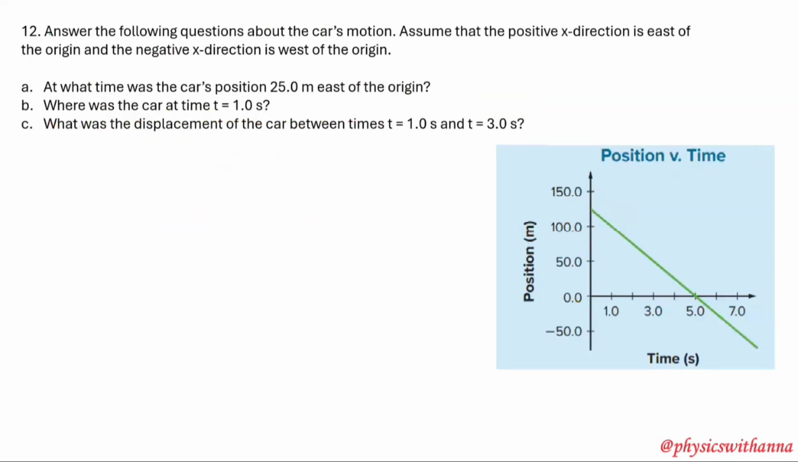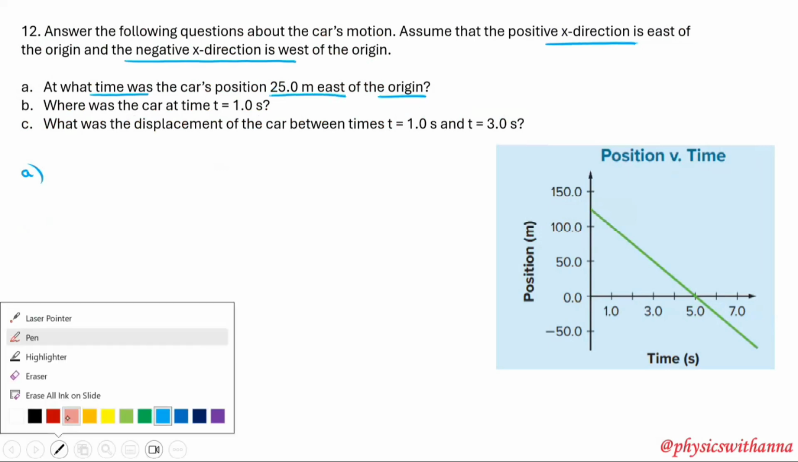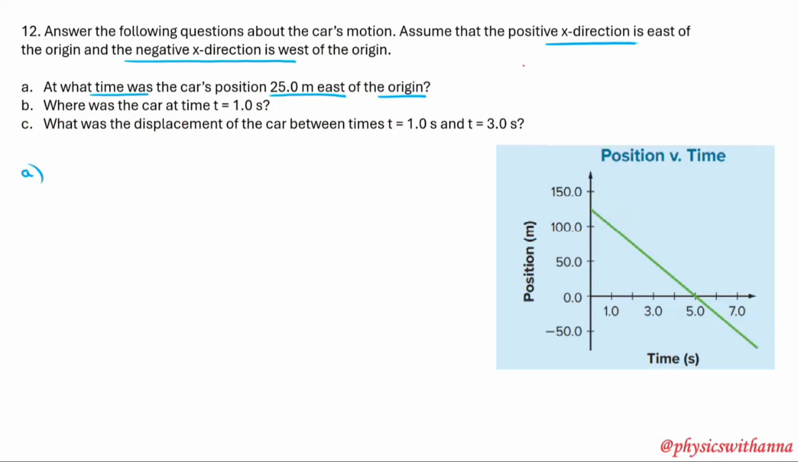Then question 12. Answer the following questions about the car's motion. Assume the positive x direction is east and the negative x direction is west of the origin. The first question asks: at what time was the car positioned 25 meters east of the origin? Now, positive x does not mean the x-axis. X here represents position. So when they say positive x direction, this means positive values of position. We need to find when the car was 25 meters east of the origin. East means positive, so I need to find when it was at a position of positive 25 meters.